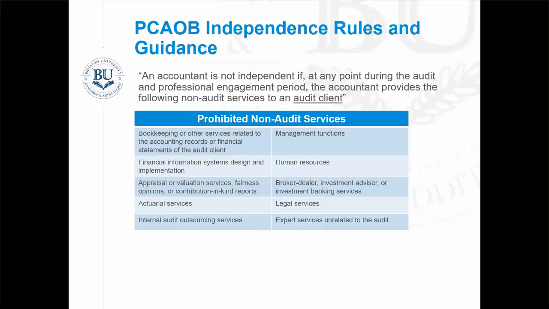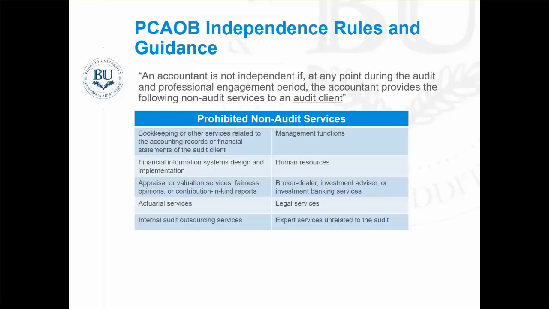An accountant, and this is specifically right out of the SEC rules, Regulation S-X 2-01, says that an accountant is not independent if at any point during the audit and professional engagement period the accountant provides the following non-audit services to an audit client. So, for instance, bookkeeping, any sort of financial information systems design or implementation, actuarial services, outsourcing of internal audit, really anything that puts us in a management function. And we'll look at that in a few slides as to what some of these examples might be from a broker-dealer side, as well as from some of our normal employee benefit plan and financial institution side.